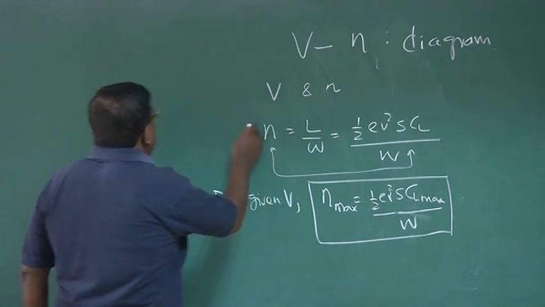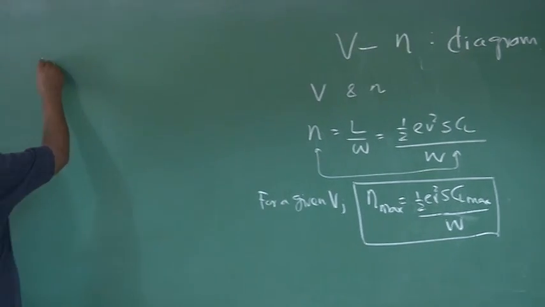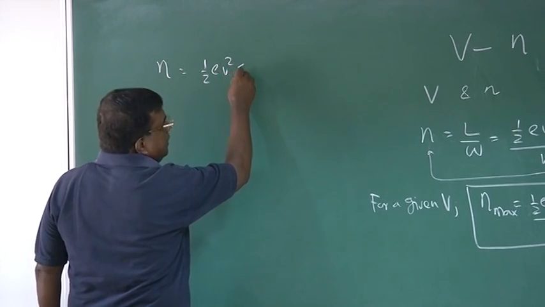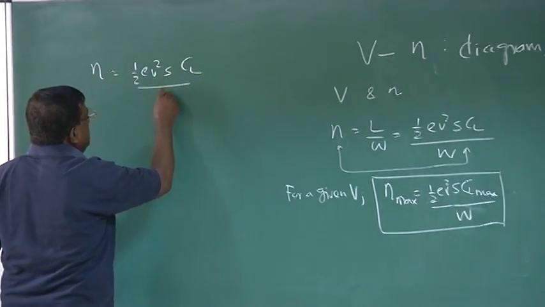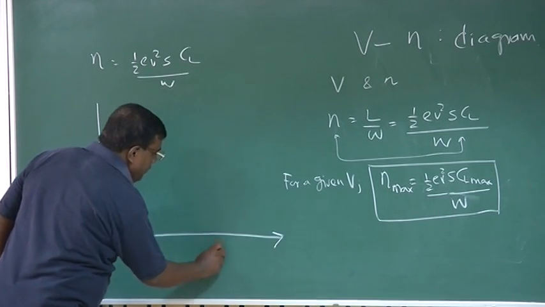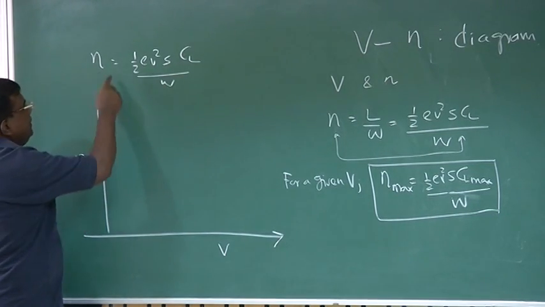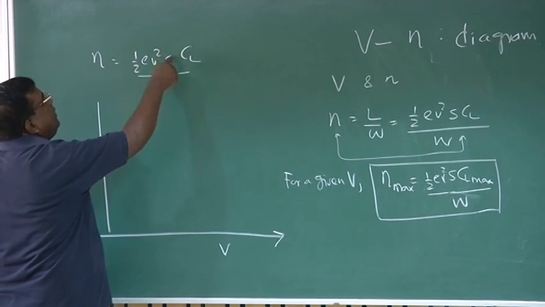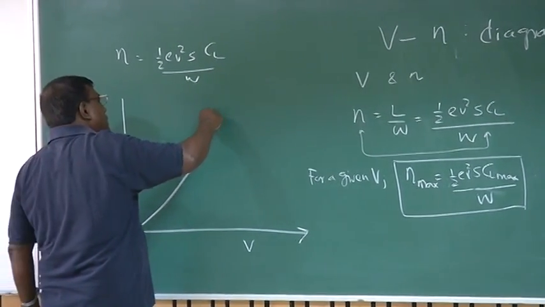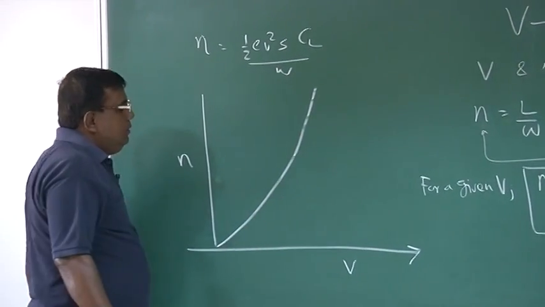So now if I come back here, if N equals half rho V square S CL by W, and I try to plot V and N, so this is y equal to x square type, with other things constant, so you will get something like this. Okay?